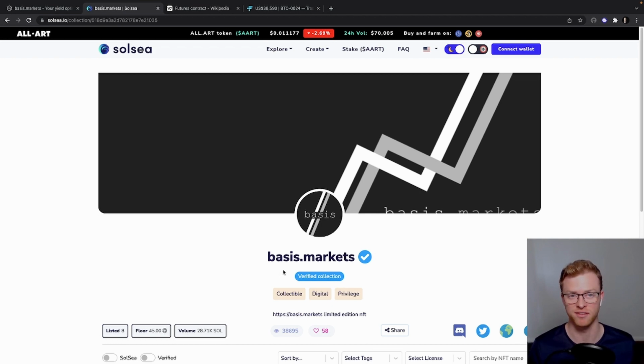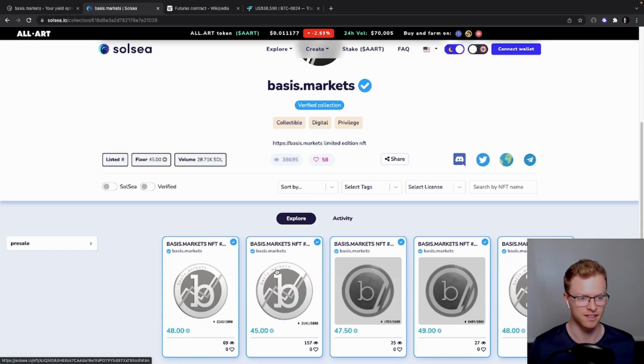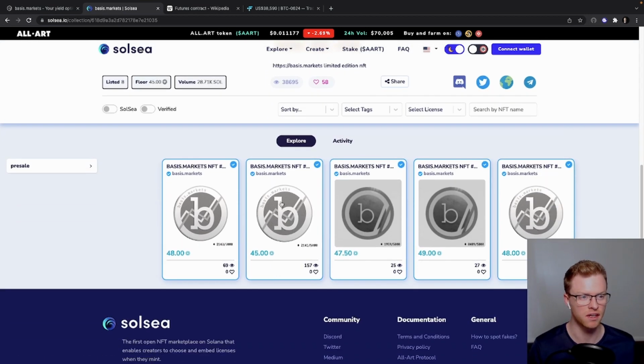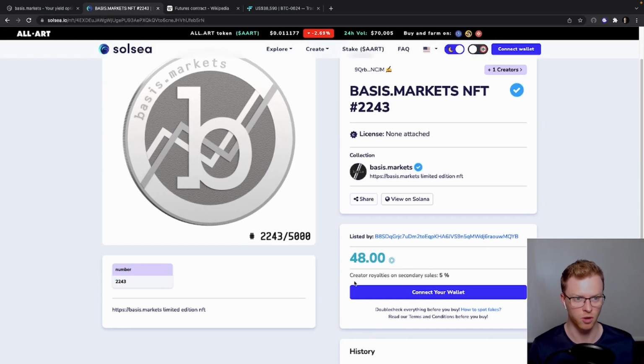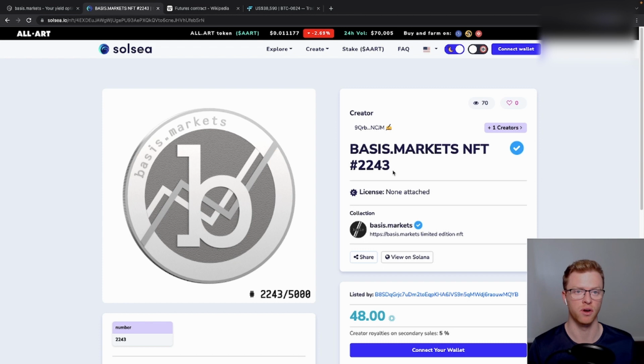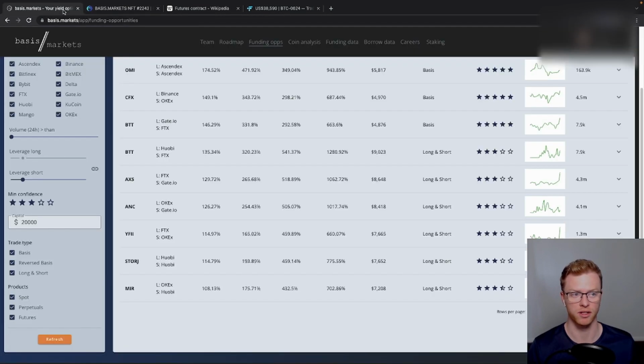That's the problem with the NFT space. You can have a lot of fakes and a lot of dodgy listings, but here you can see the verified collection. Any with a blue tick is verified and is a legitimate Basis Markets NFT. From there, you need to make the purchase, connect your wallet, and then you'll end up with the NFT in your wallet. So that's step 1. Step 1 is acquiring an NFT, and from there, you can get yourself sorted on the Basis Markets webpage.